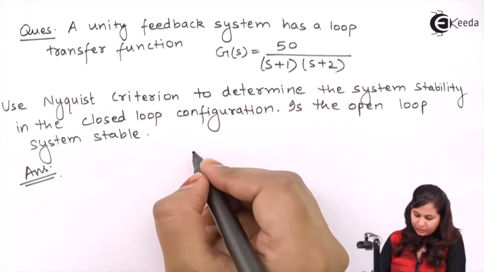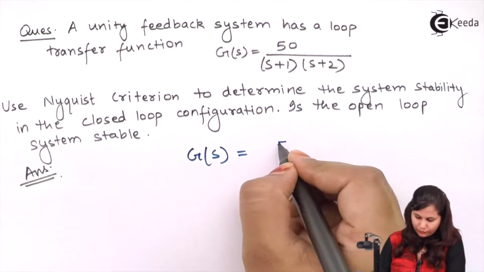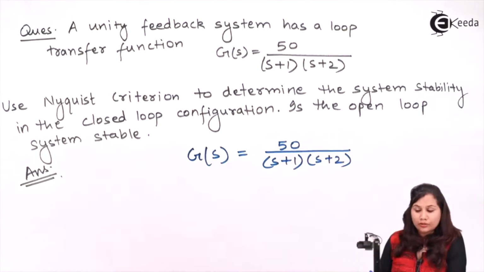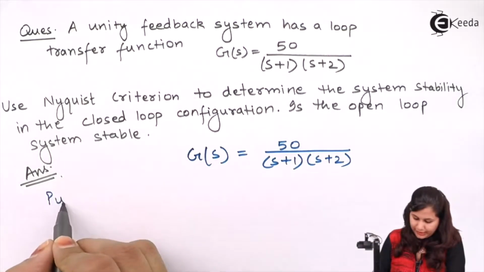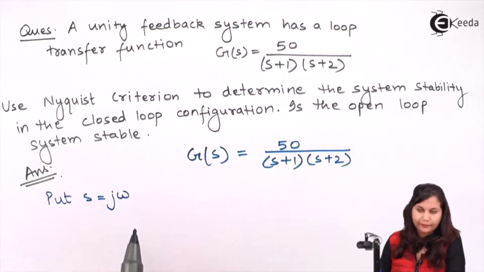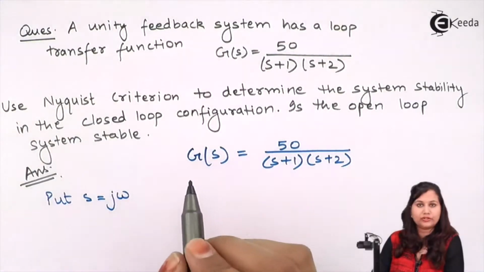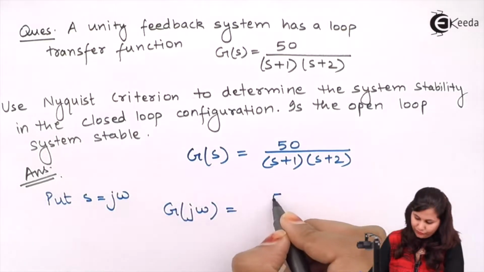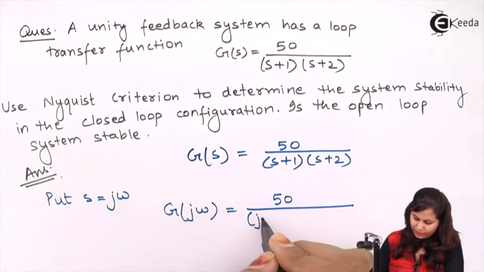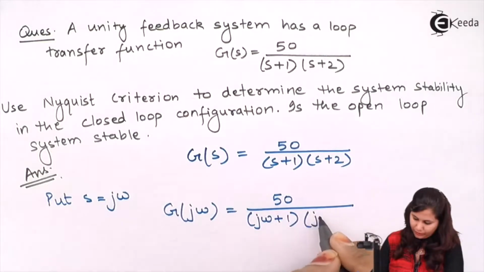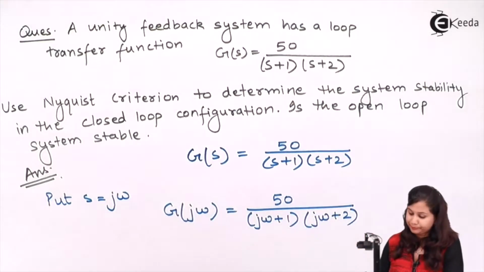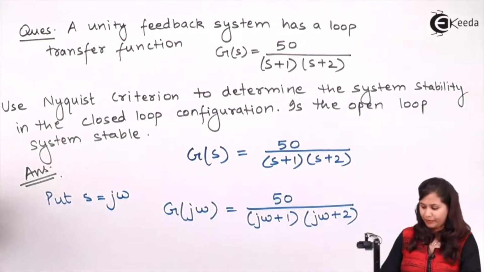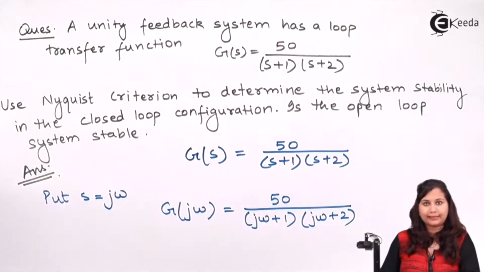So we are given the loop transfer function G(s) equals 50 upon (s plus 1)(s plus 2). In the first step we will put s equals j omega, so that we will be able to find G(j omega). So G(j omega) will be equal to 50 upon (j omega plus 1)(j omega plus 2). Okay, so we have obtained this G(j omega). Now for this G(j omega) we will write the magnitude and the angle conditions.